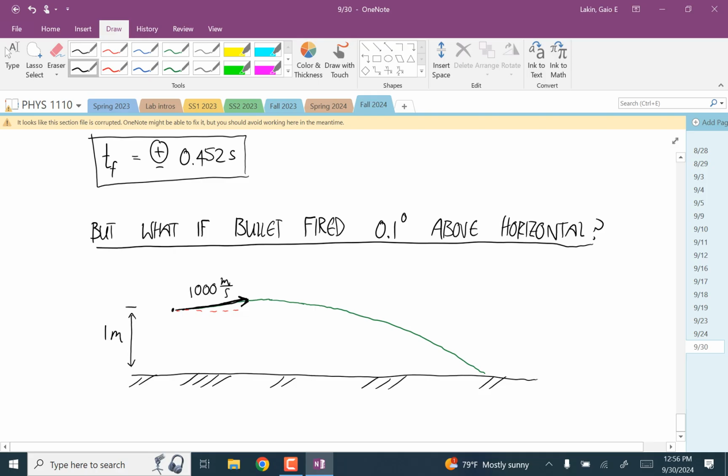This is 1 meter. And so the fact that it's going to start out going up a little bit before it gets to its highest point, that's the extra time that it's going to add. And then the fact that it's going to be higher than where it was shot from when it gets to the highest point.